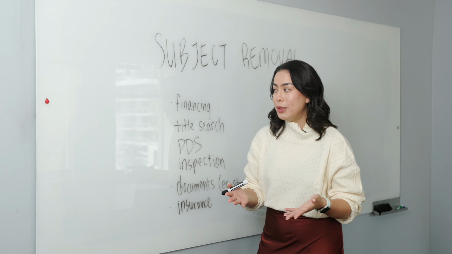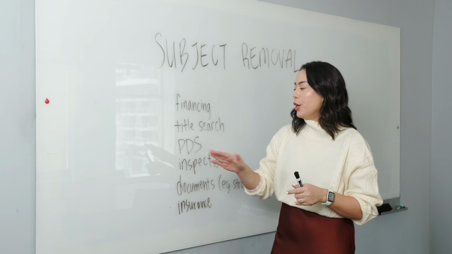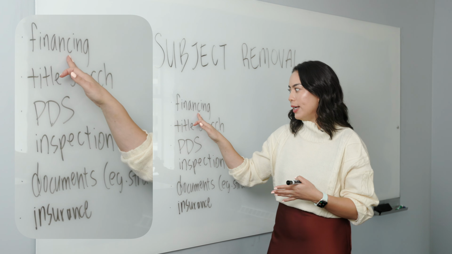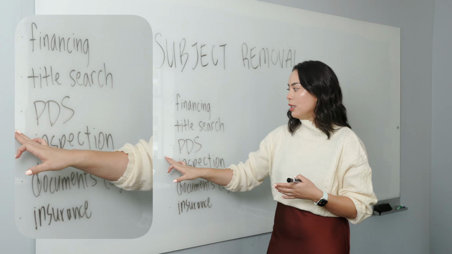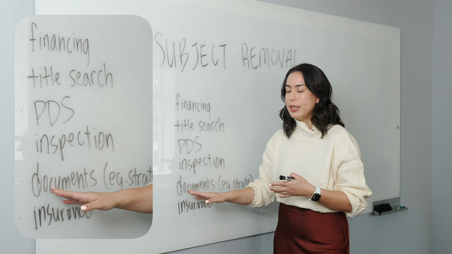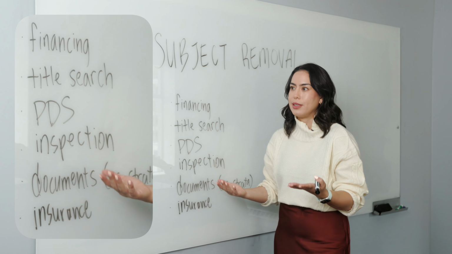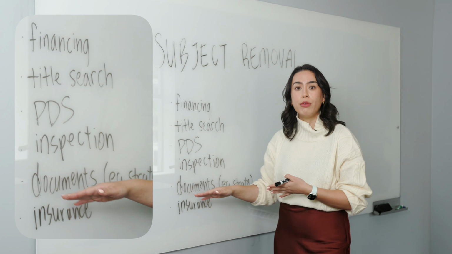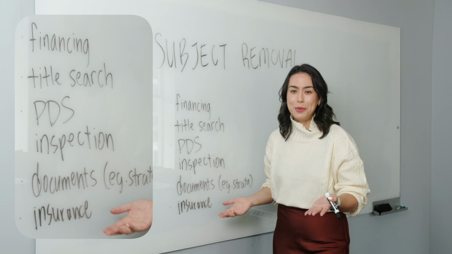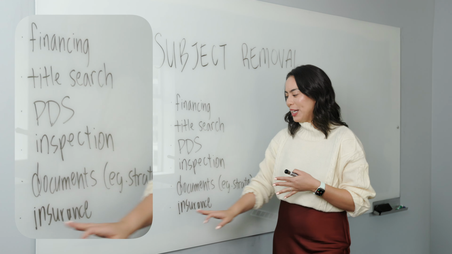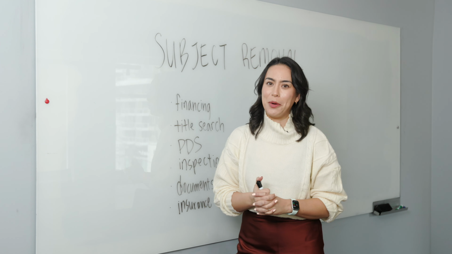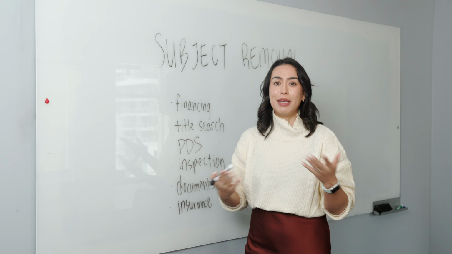Dealing with the most common subjects that we're seeing on contracts being accepted, you're going to see subject to financing, so subject to the buyer obtaining and approving satisfactory financing, subject to a title search, subject to property disclosure statement, subject to inspection, subject to documents. This depends on the situation, but for example, for a detached home, maybe it's a survey certificate, but more commonly we're dealing with strata documents for strata homes, like condos and townhouses. Last but not least, it's very common to see subject to insurance, so the buyer being able to obtain satisfactory insurance on the property.